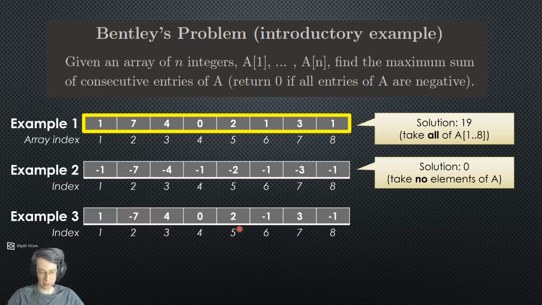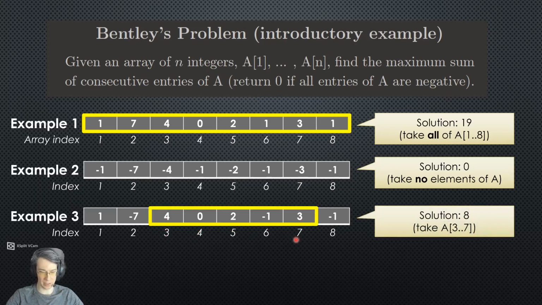So 4, 0, 2 gets us 6, and we can decrease that to 5 by taking this negative 1, and increase it again to 8. So that turns out to be optimal. It's fairly easy to see: 4, 0, 2, negative 1, 3. So the solution is 8.